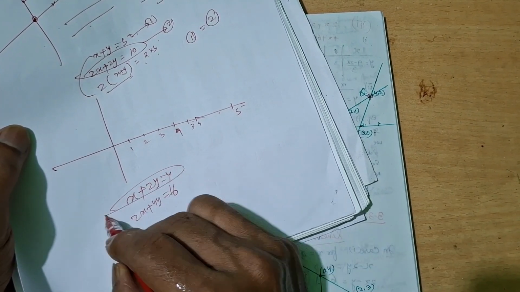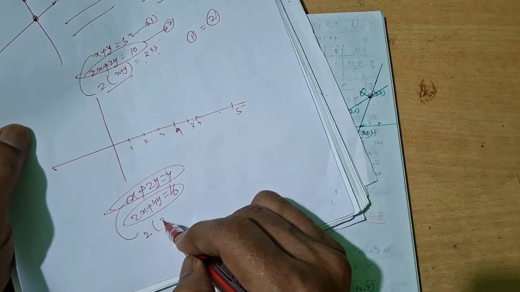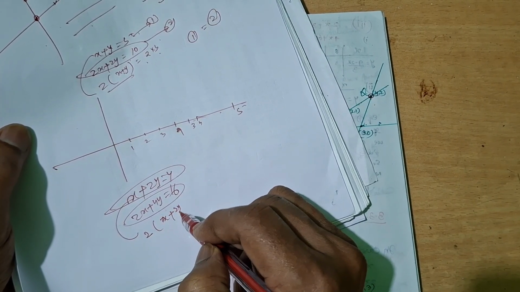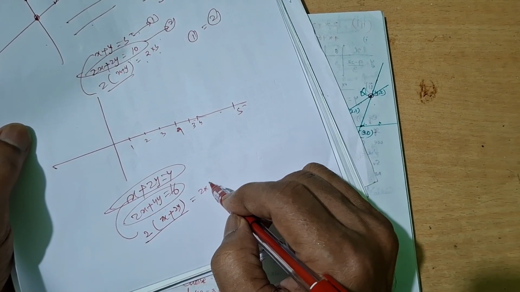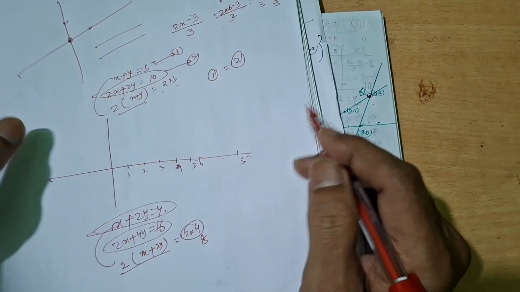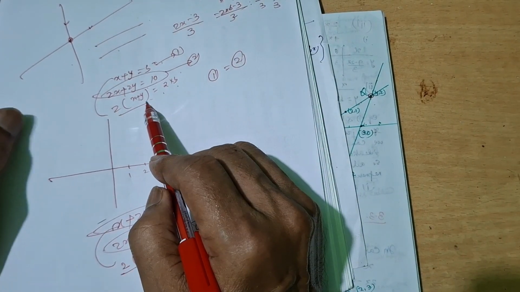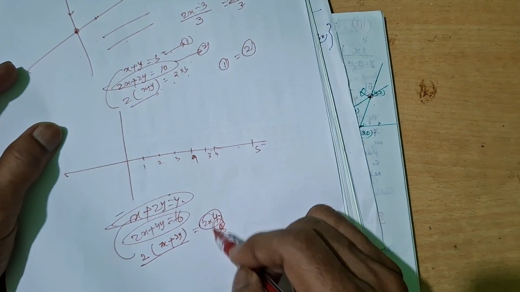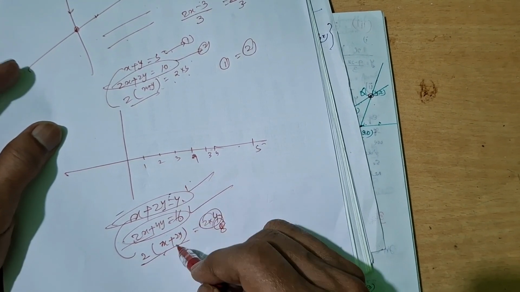You verify that 2x plus 4y is 2 into (x plus 2y), which is equal to 2 into 4, that is 8. If it were 8, then the two lines would coincide. I have said that earlier, but here it is something different. So these two are not the same line, they are two different lines.